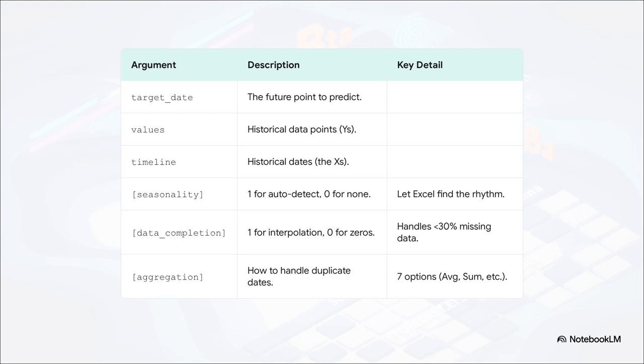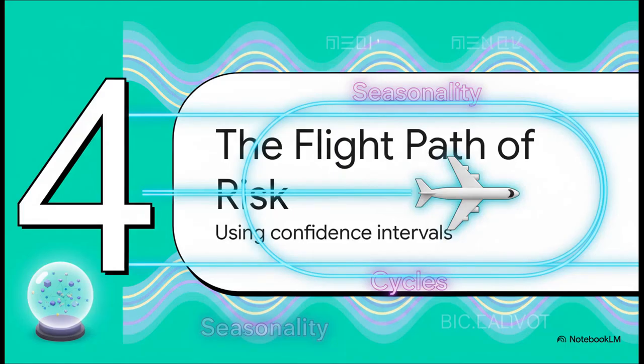And aggregation, a total lifesaver. If you've got 2 sales on the same day, this lets you tell Excel what to do. Add them up, average them out, you've got options. So, getting a number from our model is great. Awesome, we did it. But what does that number actually mean? How much can we really trust it?